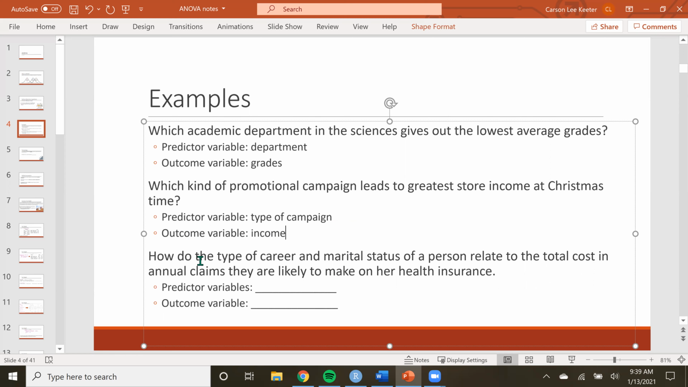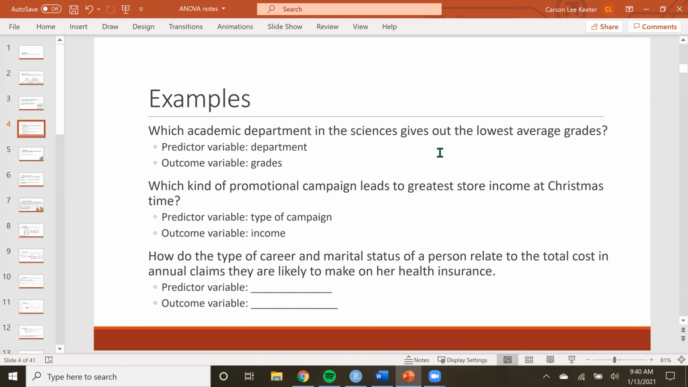Okay, I'll let you answer this one on your own, but you can see the overall trend here. The predictor variable is always our grouping variable, department, type of campaign, some factor, some character that we're using to denote different groups, and then our outcome is always numeric in nature, and meaningfully numeric too. Now, you probably have heard me say this plenty of times, and in fact, we worked with it at the very beginning of our adventure.